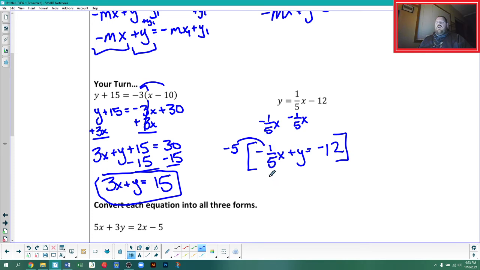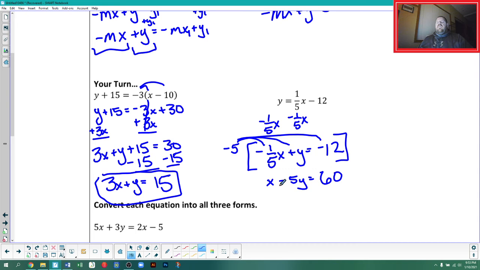Negative 5 times negative 1/5 is just 1. So that's going to turn into x. Negative 5 times y will be minus 5y. And negative 5 times negative 12 will give me positive 60. So you notice I'm starting with a positive. That I'm not going to say is 100% necessary, but I like it. I think it does look better. Even if my other two had to be negative, it just looks better to start with a positive. Okay? And it's helpful further down the road when we do some other things.